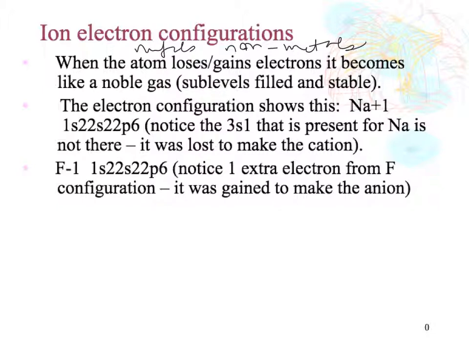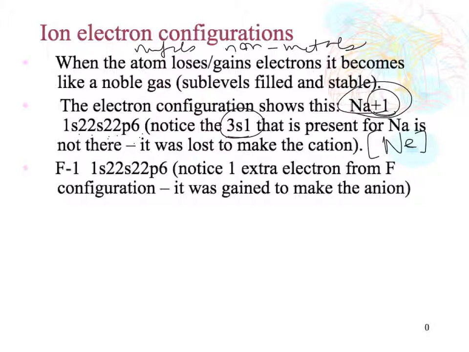So let's just take a look at sodium plus 1. Now sodium plus 1 is 1s2, 2s2, 2p6, 3s1. But sodium plus 1 means that that 3s1 is lost. It was gone, so it becomes like neon. So again, you should be following along on your periodic table as we talk about this.